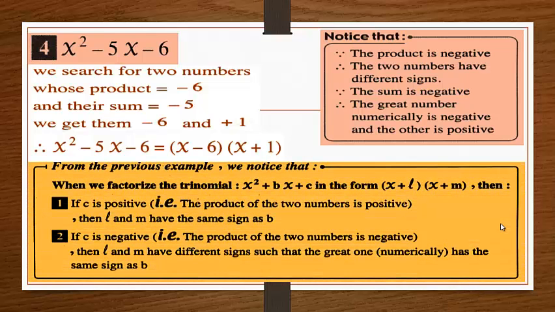Since the sum is negative, the greatest number is negative and the other is positive. From the previous example, we note that when we factorize the trinomial x power 2 plus bx plus c in the form x plus l and x plus m, then if c is positive, the product of the two numbers is positive, that means l and m have the same sign as b. If c is negative, the product of the two numbers is negative, then l and m have different signs, such that the greater one has the same sign as b.